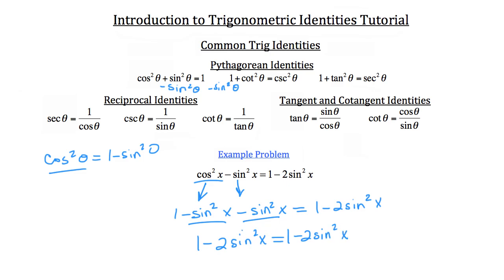Whenever you have something on the left equal to itself on the right, the same thing, you've proven your identity. I'm going to go one step further to make this a little bit easier to see. I'm going to add 2 sine squared theta, or sine squared x in our case, to both sides of the equation.